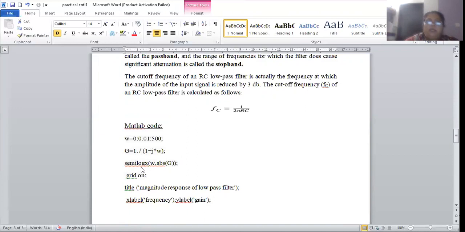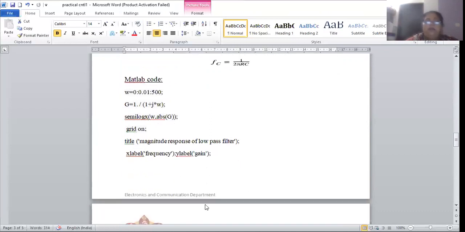Now we have plotted the gain with respect to frequency. We want the gain to be plotted on semilog axes, so we have used the command semilogx with w and the absolute value of the gain. It will plot this magnitude graph, and we have turned the grid on. We have given the title as magnitude response of the low pass filter. We have labeled the X axis as frequency and the Y label as gain.